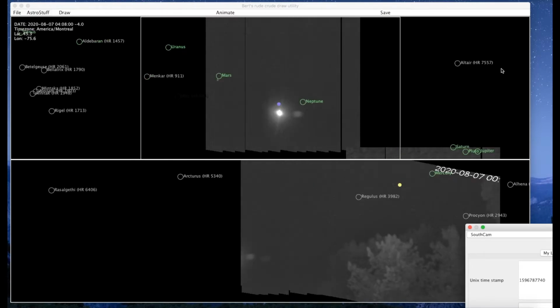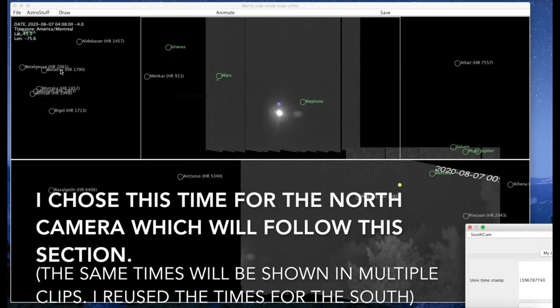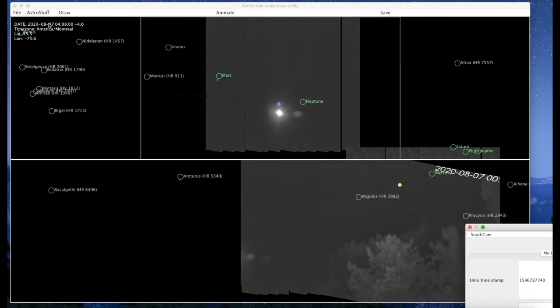I found another time period where there were a few days of clear skies. The last one was in October. This one is going to be in August. And just to remind you, for the clip in October, Procyon was about here, Orion was about here. It made Orion crossing my longitude somewhere around 2:30 in the morning.